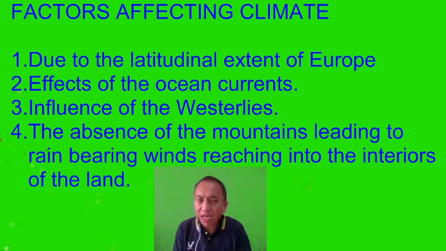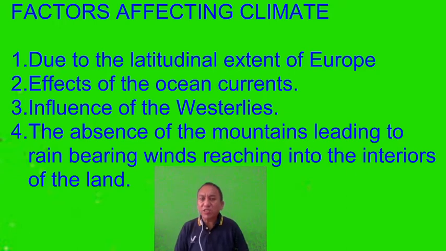But as you go higher up the latitude towards the northern side, as the latitude goes on increasing, the temperature starts to decrease. It gets colder and colder. So that is how latitudinal extent plays a very important role in determining the climate of Europe. Those places which are in the lower latitude have a hotter climate, and those in the higher latitude have a colder climate.